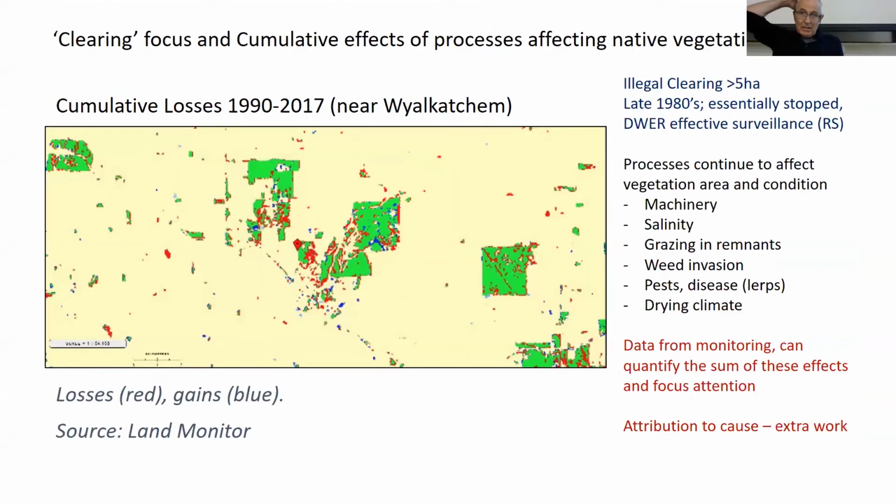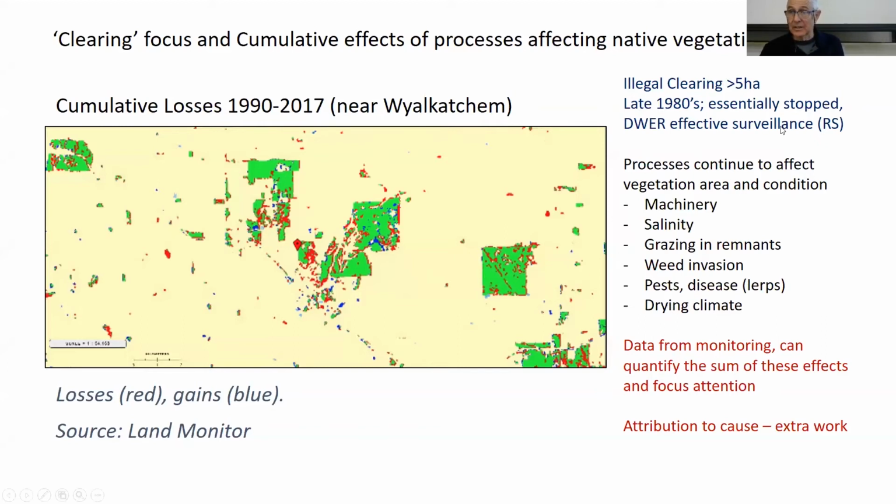A sort of more detailed example from the wheat belt is really addressed at this question of clearing versus the sort of nibbling decline of vegetation. There's a lot of small areas impacted over this long period. And under the clearing law, the clearing that needs to be registered has to be an area greater than 5 hectares. So none of these areas would pick up. So there are a lot of processes effectively removing vegetation, which do not qualify as legal clearing.